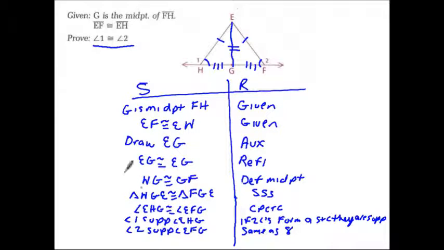Now, get out my highlighter and let's look for things that are repeated. EHG is repeated. EFG is repeated. So what's going to be left then is what we're trying to prove. Angle 1 is congruent to angle 2. Supplements of congruent angles are congruent. And that's it.